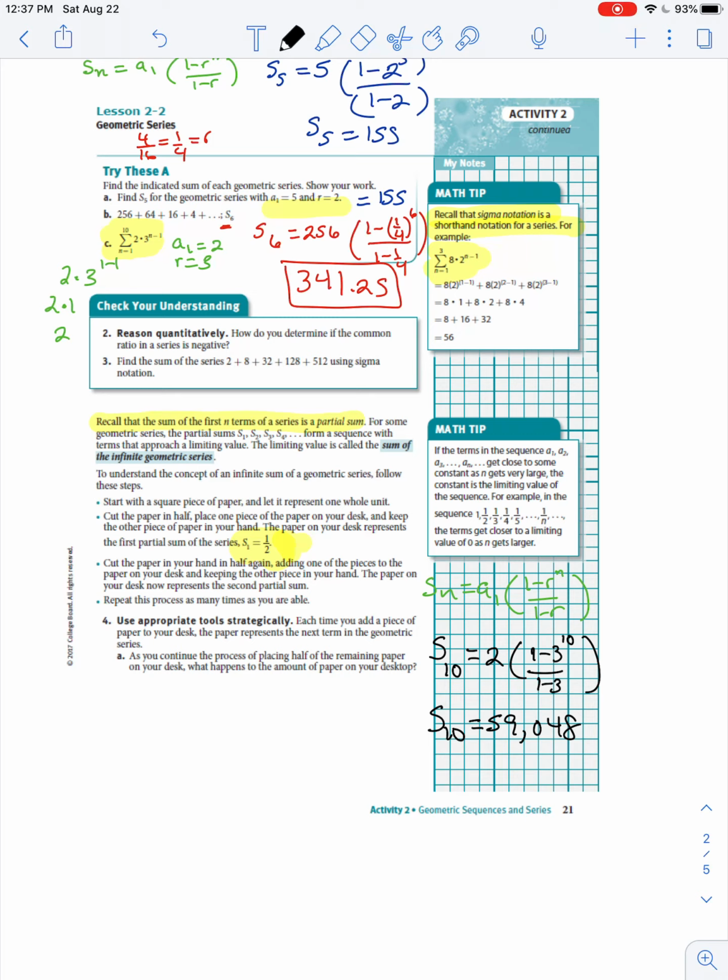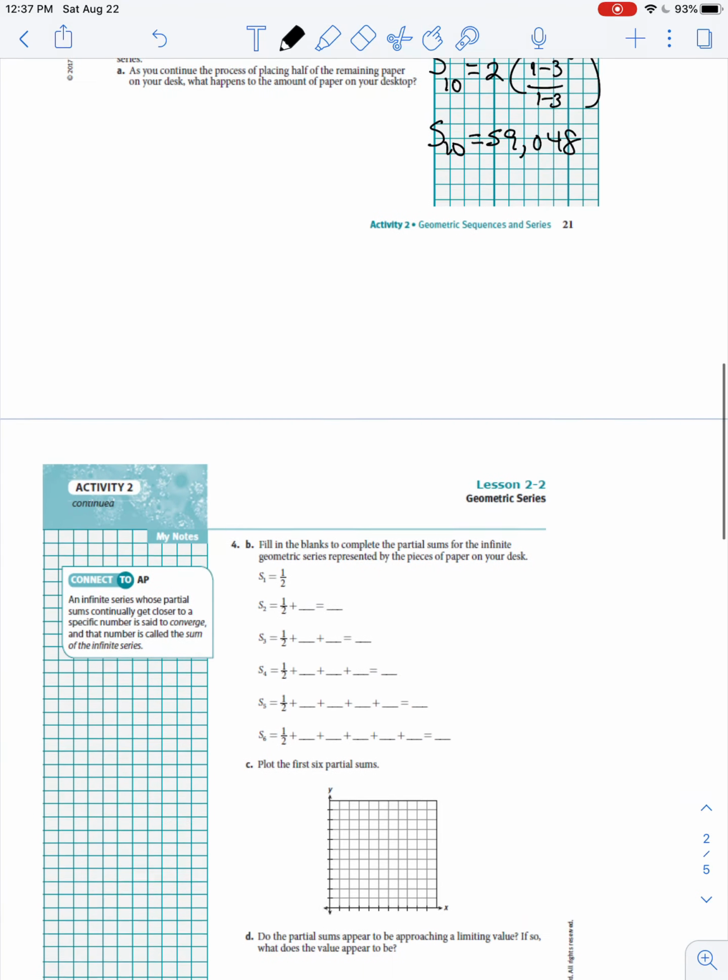Now I'm going to tear the paper again, and it says do this as many times as you can, and eventually the paper is going to be just too small to tear. So you do it as many times as you can, and what's happening is the pile on the desk is getting bigger, and the paper in your hand is getting smaller.